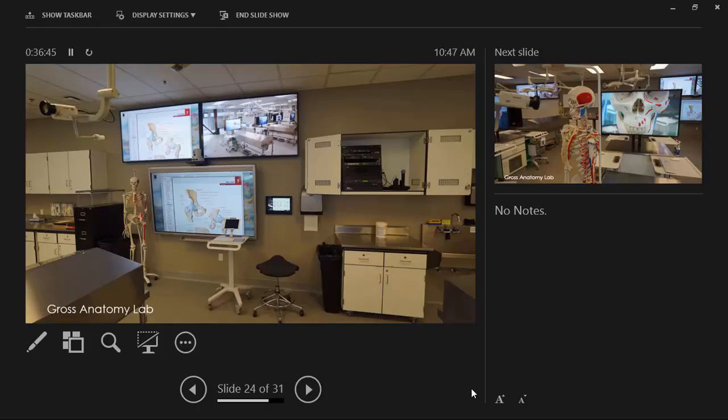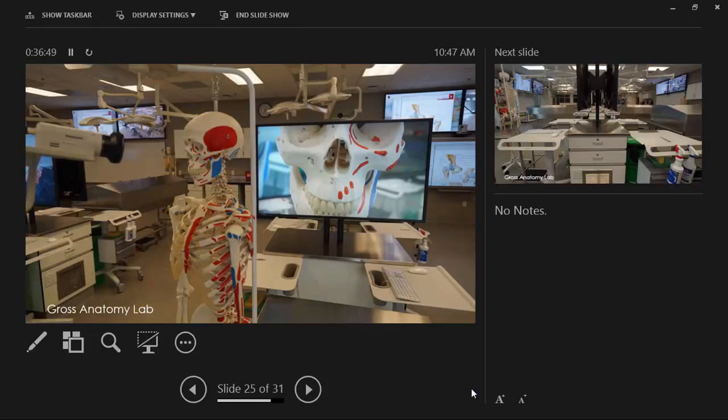Let's see, the silver display is a touch display. I think I told you about that, annotations. Here's kind of what one station looks like.